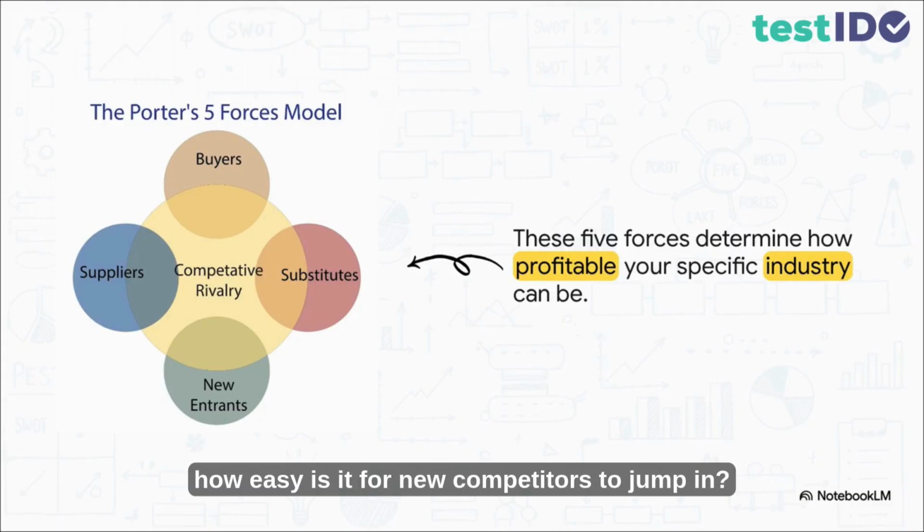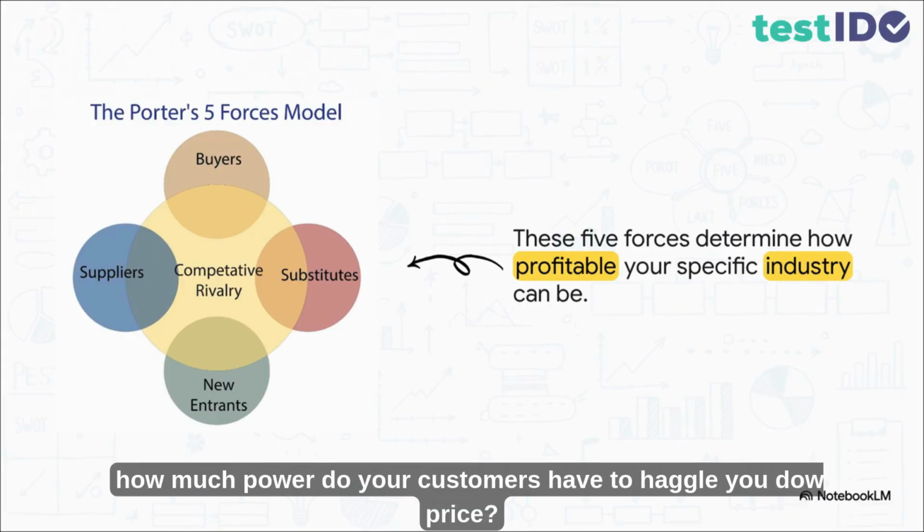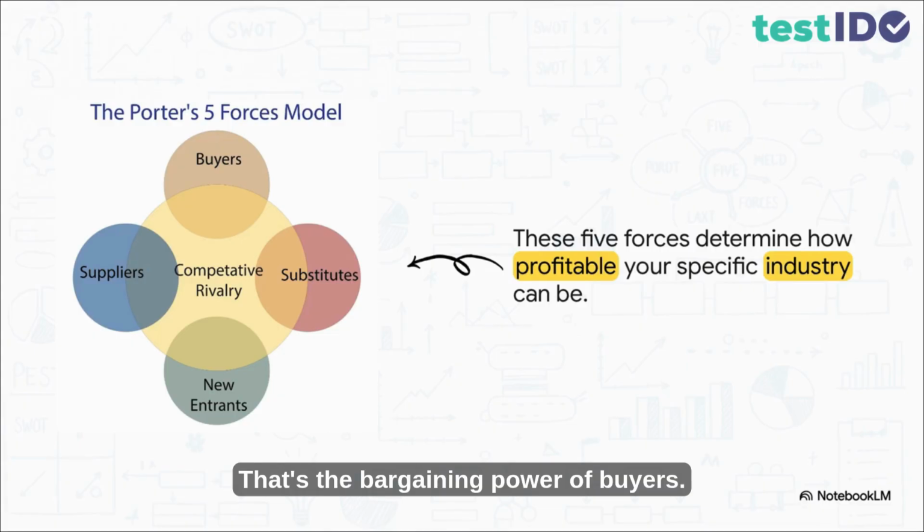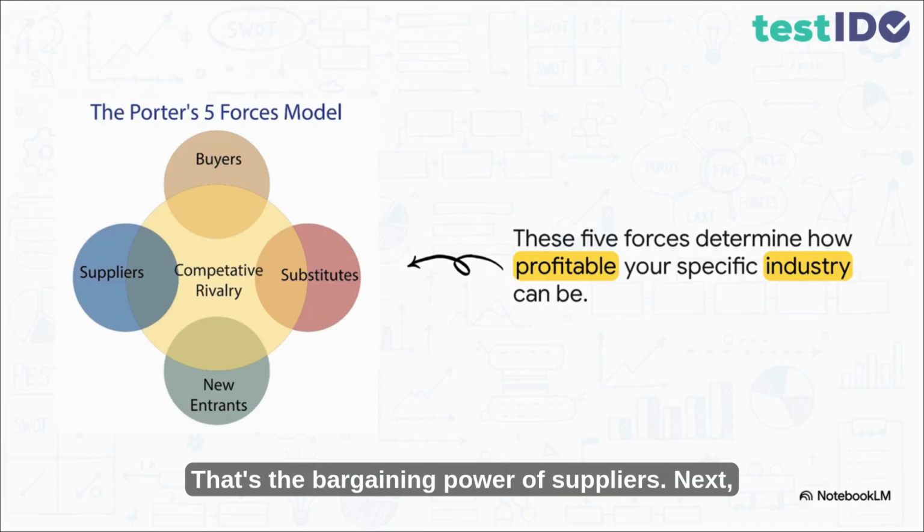First, how easy is it for new competitors to jump in? That's the threat of new entrants. Then, how much power do your customers have to haggle you down on price? That's the bargaining power of buyers. On the flip side, what about your suppliers? Can they jack up your costs? That's the bargaining power of suppliers.